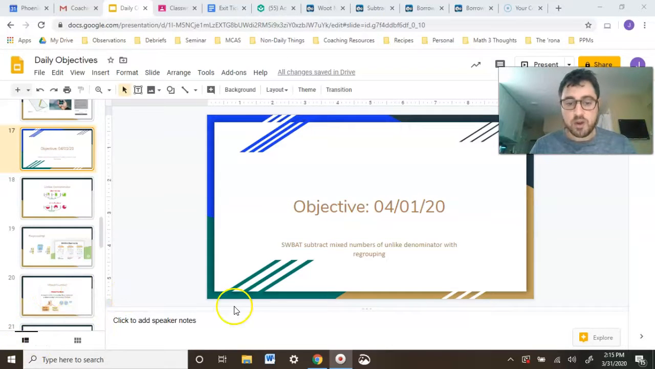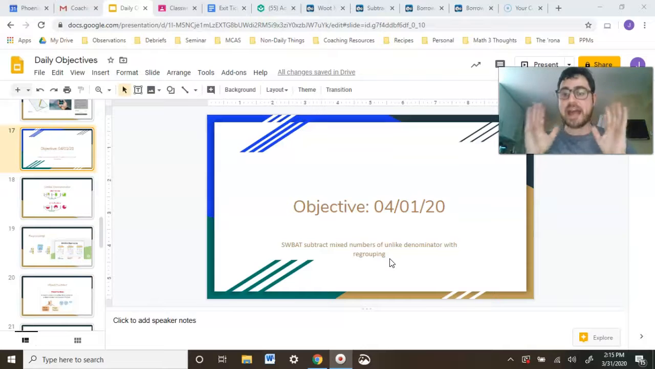Today, hoy día, we are going to work on subtracting mixed numbers of unlike denominator with regrouping. So today, hoy día es la última día, it's the last day that we're going to be talking about new ideas. Tomorrow, we're going to be reviewing, and you guys are going to have a chance to show me your learning with your final QPA.